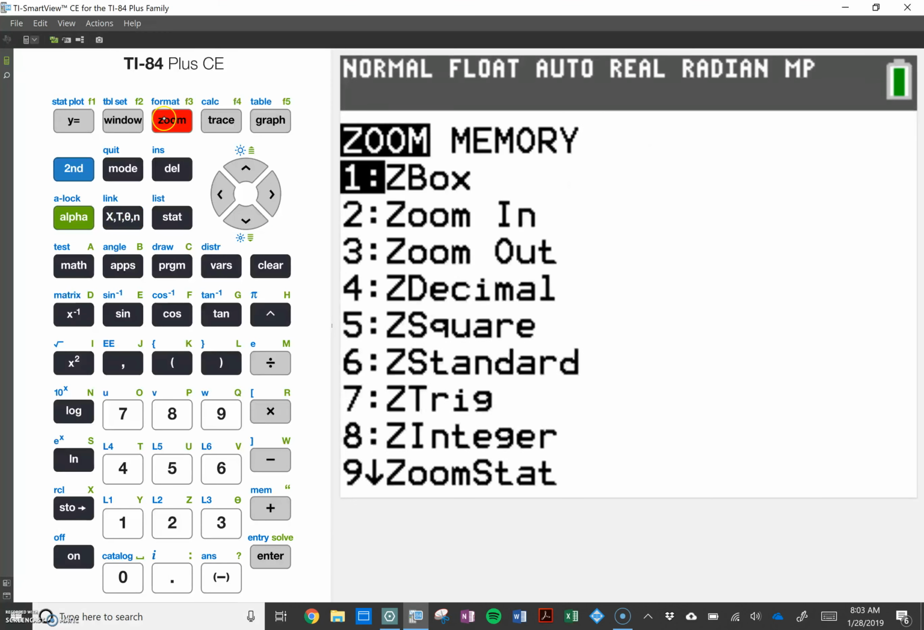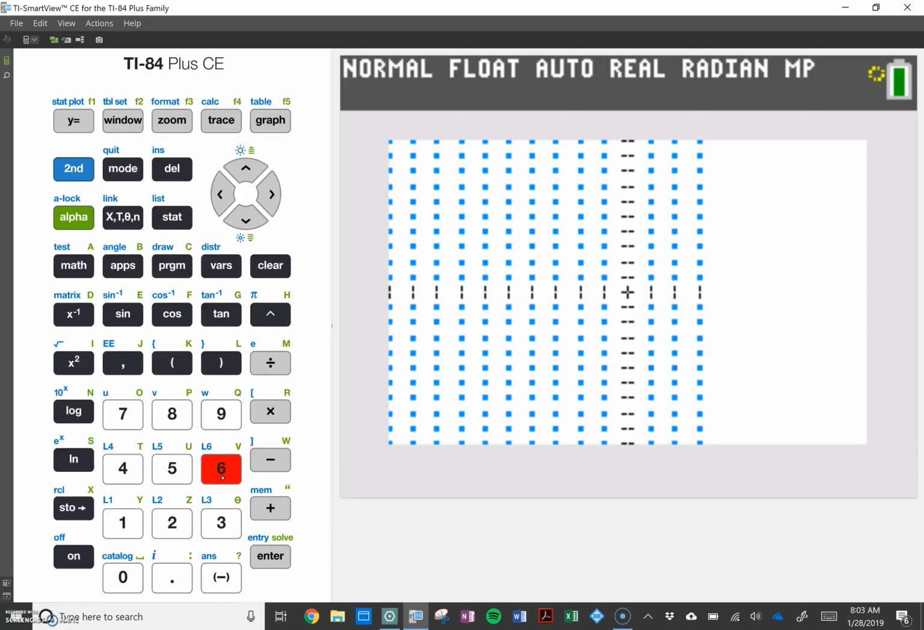So now we're going to take a look at this by Zoom 6 to get a basic feel of what the problem looks like.